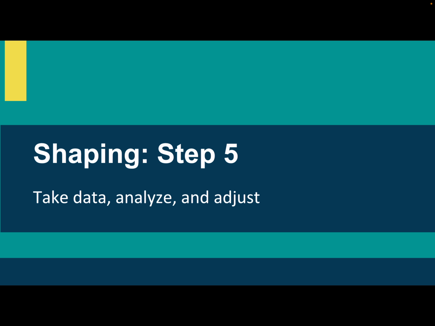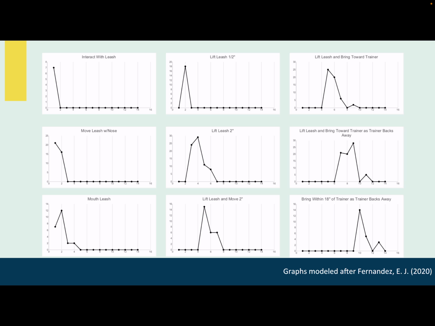Step 5 in shaping is to take data on your learning sessions. Once you have analyzed the data from your previous session, you will have a better idea how to proceed in the next, whether the learner will need to revisit the previous approximation a few more times, or if they're ready to move on. When collecting data on Lily's sessions, I chose to video the trainings and take my data afterwards. This allowed me to focus entirely on the shaping procedure in the moment.